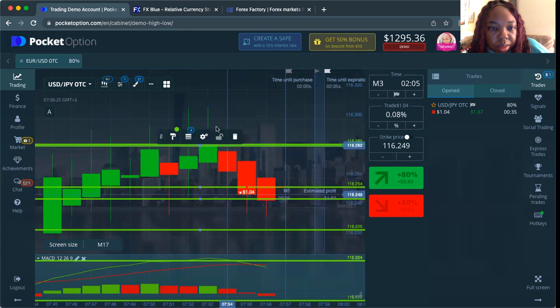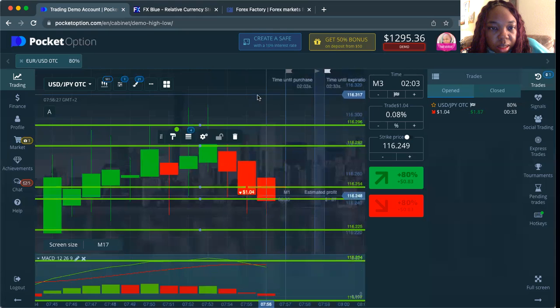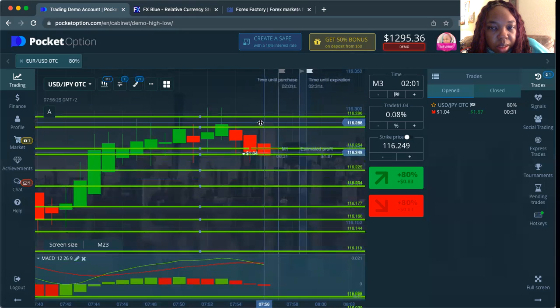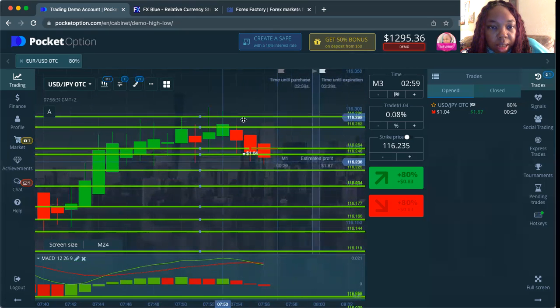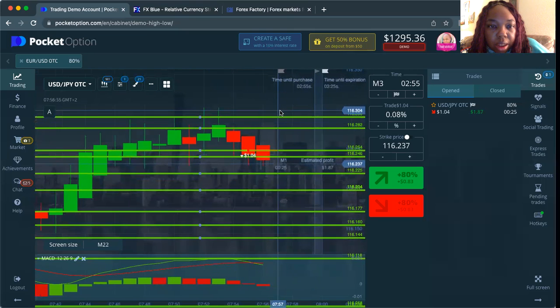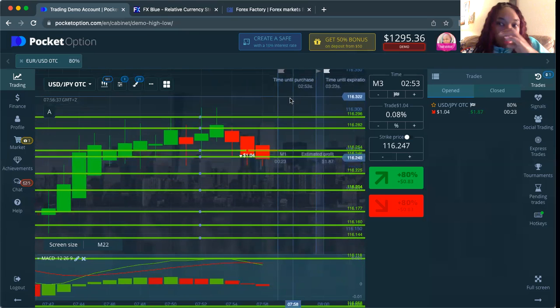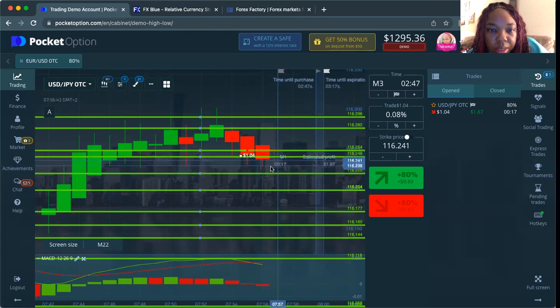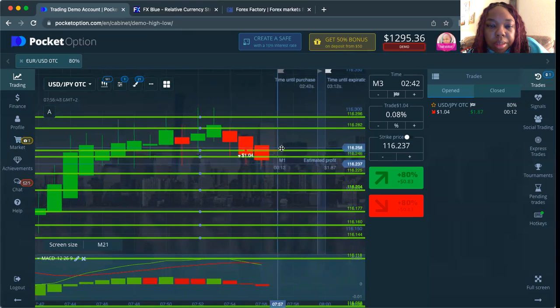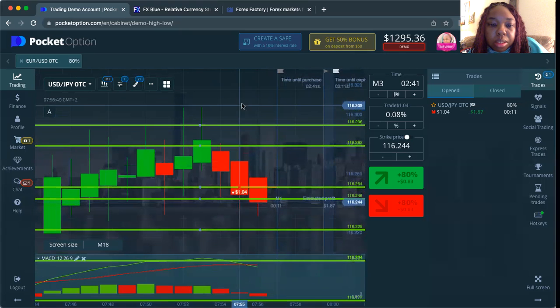I might move this one just because I want to put it there, because this is the highest now. 296 is the highest area where price has gone. And you see where price is here. It's kind of hovering around this area here. So yeah, and we're about to clear this trade, so I'm not worried.